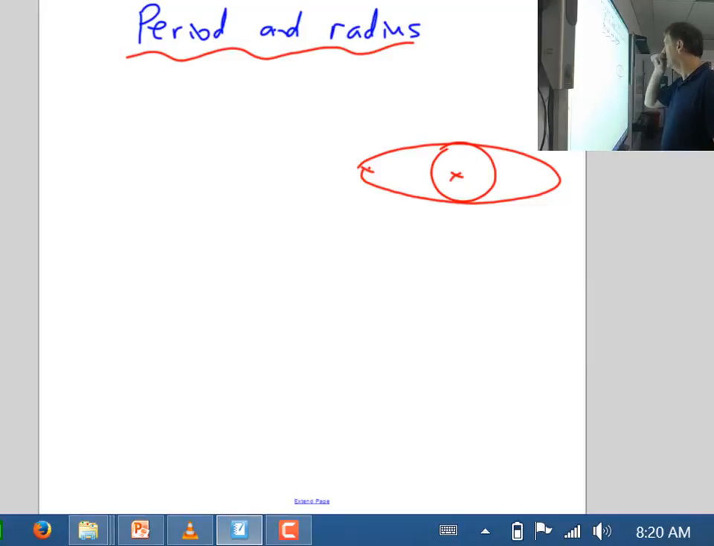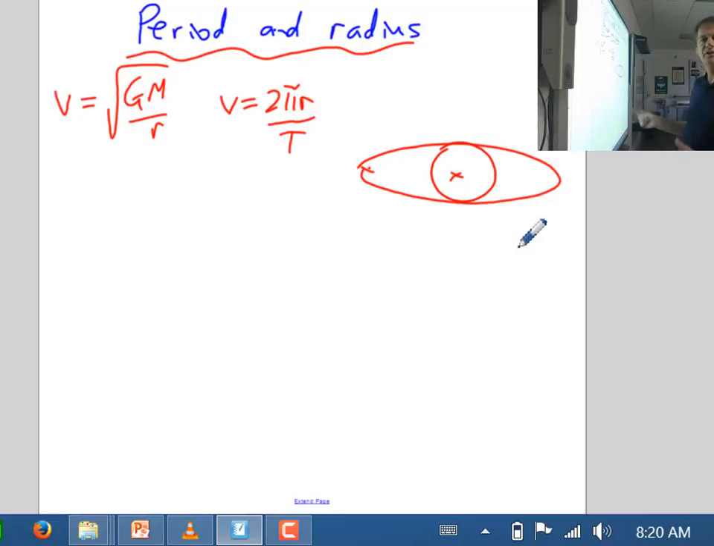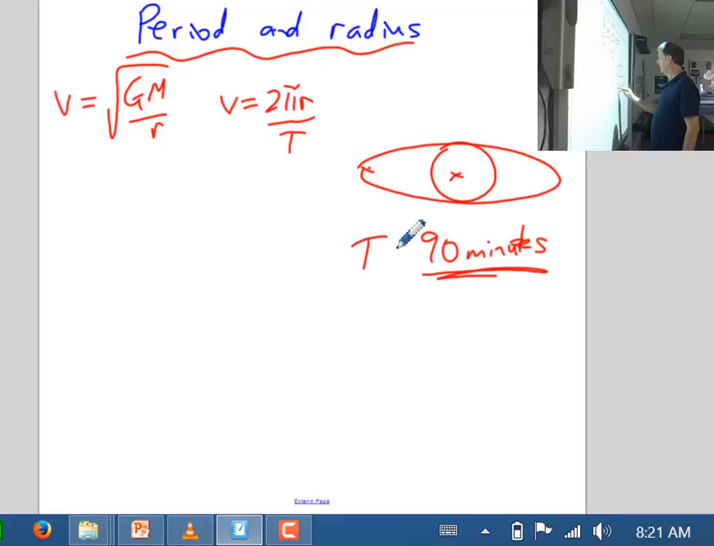So when you look at it, you've got two formulas here for velocity. That one there, and this one. One of the questions you could be asked is what radius you should place a satellite at to have a period of, say, 90 minutes exactly. So we're trying to have a period of 90 minutes, and we'd like to know how high we need to get the satellite up to.